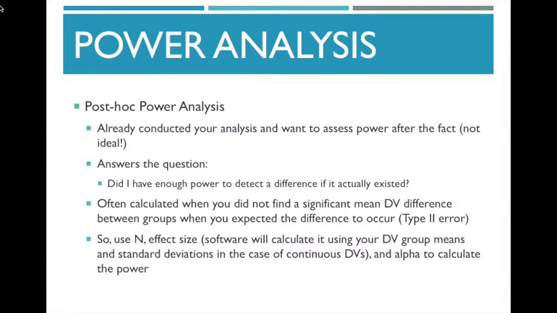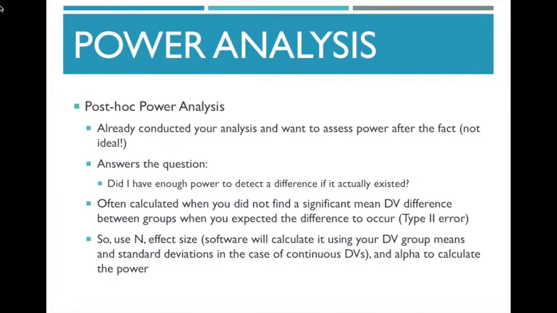There are two types of power analysis, post hoc and a priori. Post hoc analysis is when you have already concluded the analysis, and you want to assess the power after the fact. This is not ideal. It does answer the question, did I have enough power to detect a difference if it actually existed? It is often calculated when you did not find a significant mean dependent variable difference between groups, when you expected a difference to occur.